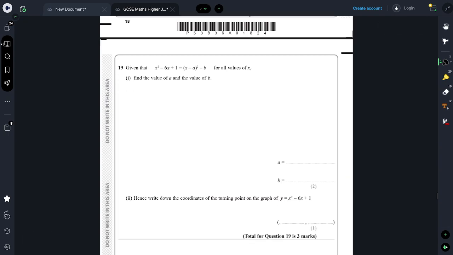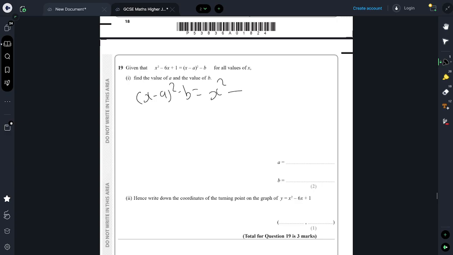Okay, so now on question 19. Given that this expression is equal to this, find the value of a and b. You should actually spot that this is completing the square. Say if we didn't, then you can just expand both sides. I don't like this, it's just if you're stuck to see what to do. Just expand and see what happens.